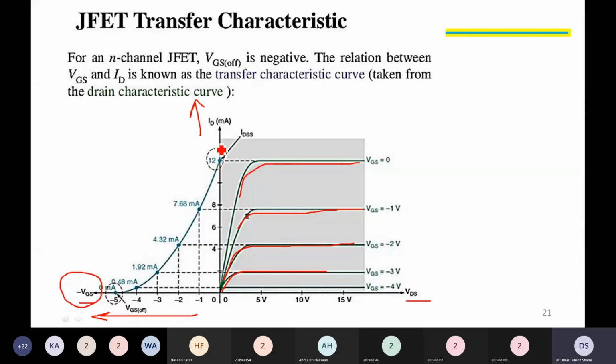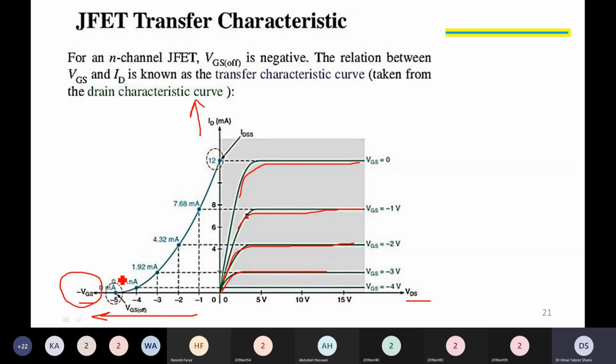So the drain current ID is maximum when VGS is 0, or when the depletion region is the least. When the voltage VGS is 0, our depletion region is minimum and current is maximum. And what happens when we supply maximum voltage? The depletion region becomes maximum. The depletion regions overlap, and it does not allow current to flow between drain and source.